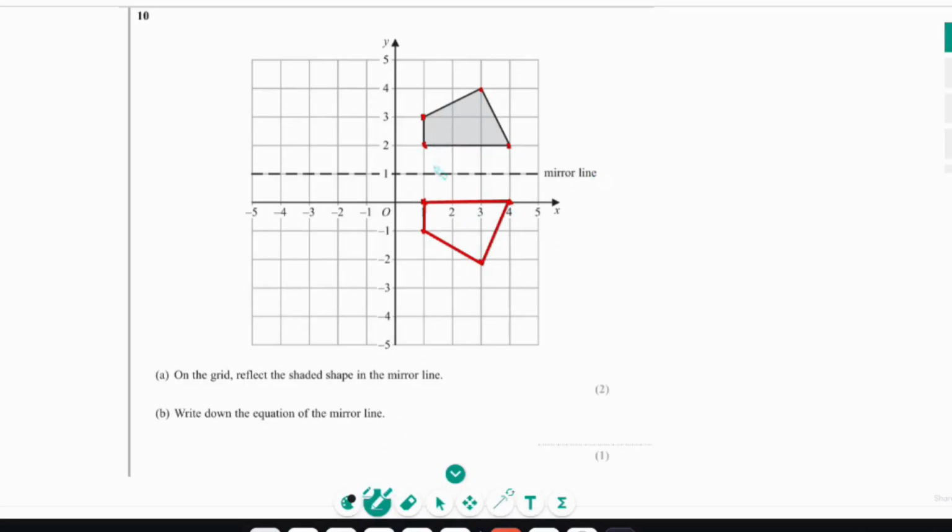Write down the equation of the mirror line. So it cuts through your y-axis, and on every single point of that line, your y value is 1. Y is equal to 1.